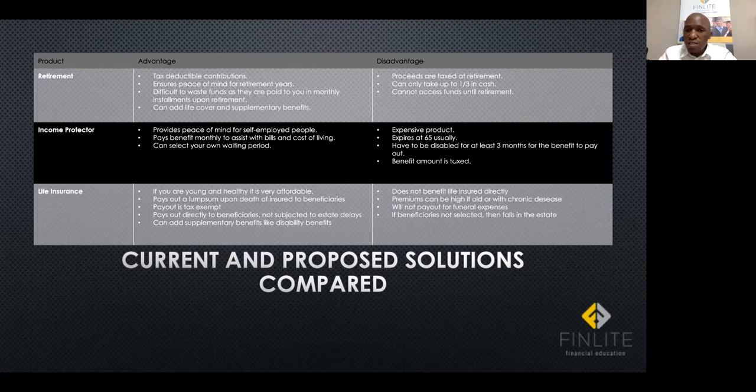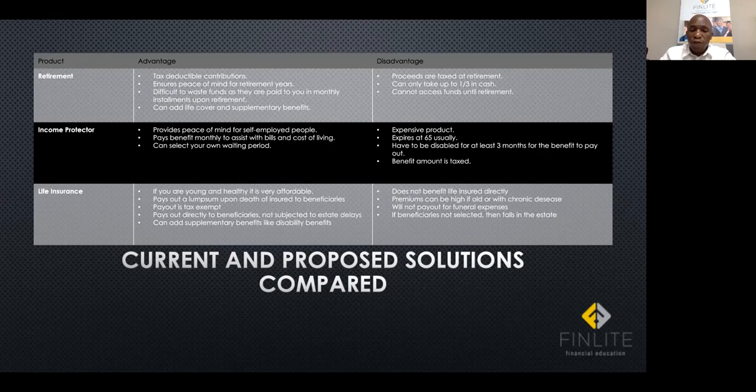You have to be disabled for at least 3 months for the benefit to pay out. So it needs to be not only a small disability, it needs to be something that is continuous. The benefit amount that you actually receive gets taxed. So those are some of the disadvantages of an income protector.